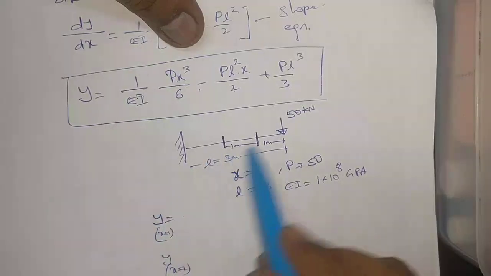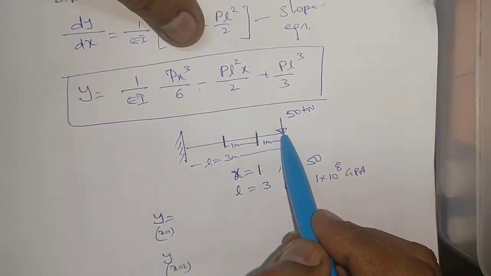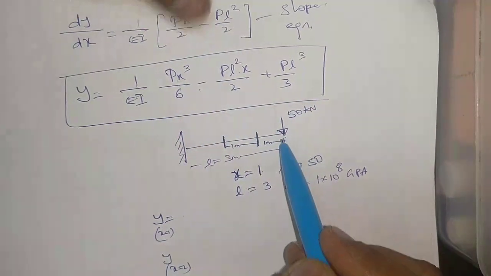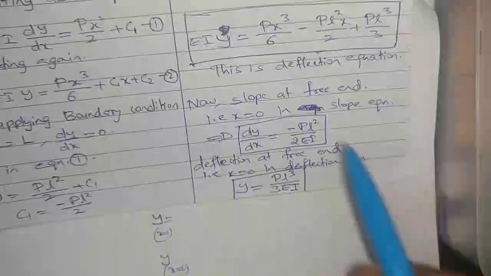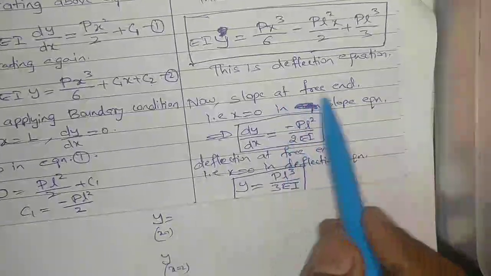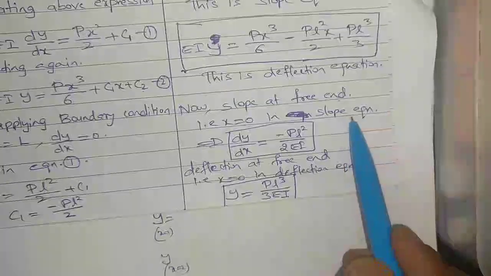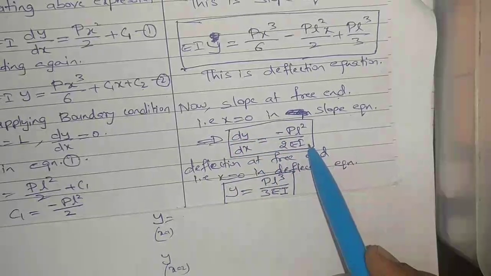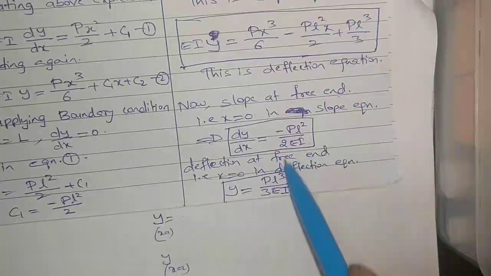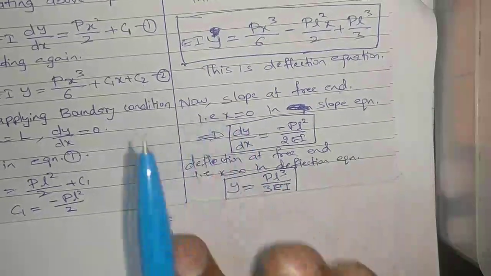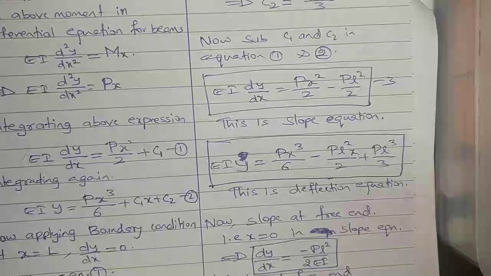And if you want the deflection at this point, here x is equal to 0. When you substitute x is equal to 0, you will be getting the deflection at this point. This is what we have done here. See, the slope at the free end, that is x is equal to 0, in the slope equation, if you put it, you will be getting the slope. If you put x is equal to 0 in the deflection equation, you got y is equal to PL cube by 3I. So this is how you find deflection in cantilevers using this double integration method.